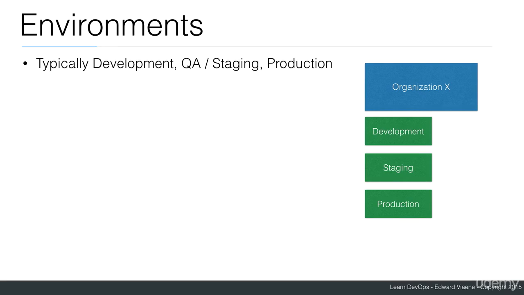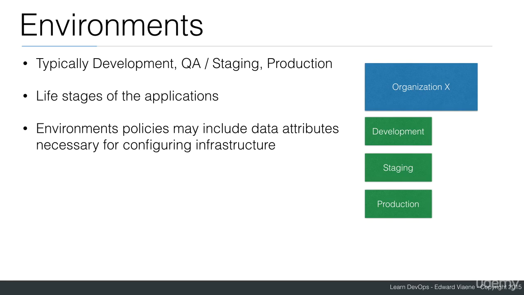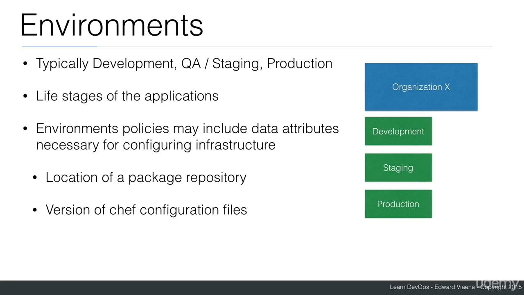You typically are going to have three environments: development, QA or staging, and production. It's the life stages of the application. Environment policies may include data attributes necessary for configuring infrastructure, like the location of a package repository or the version of a Chef configuration file.